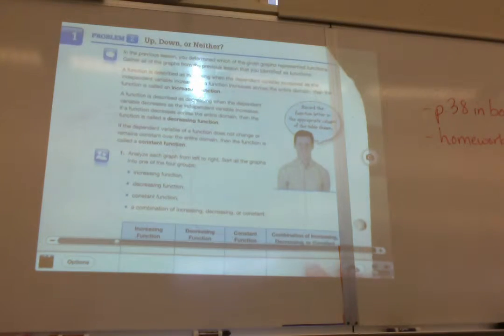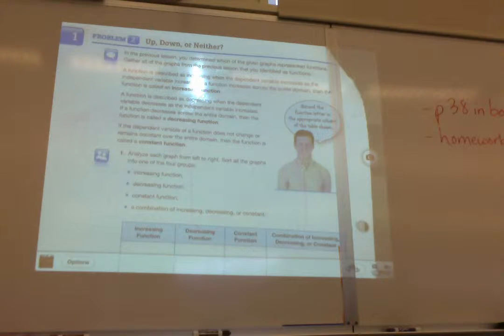In the previous lesson, you determined which of the given graphs represented functions. Gather all the graphs from the previous lesson that you identified as functions. A function is described as increasing when the dependent variable increases as the independent variable increases. If a function increases across the entire domain, then the function is called an increasing function. A function is described as decreasing when the dependent variable decreases as the independent variable increases. If a function decreases across the entire domain, then the function is called a decreasing function. If the dependent variable of a function does not change or remains constant over the entire domain, then the function is called a constant function.